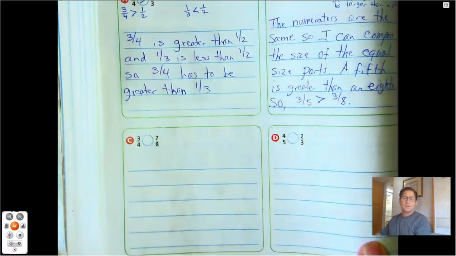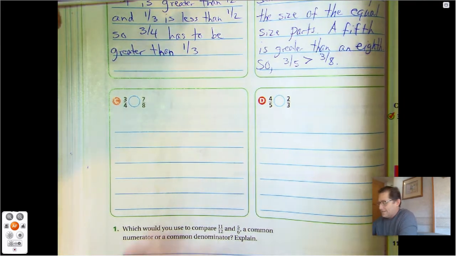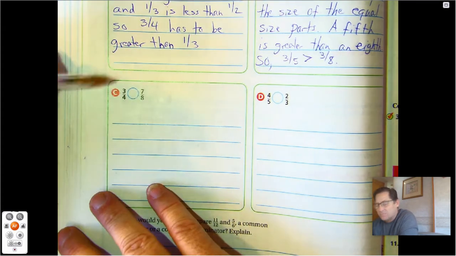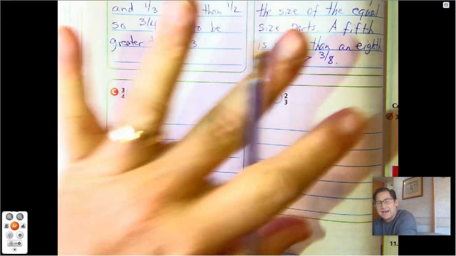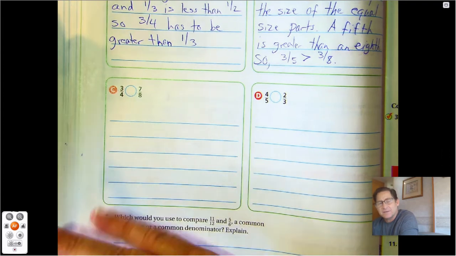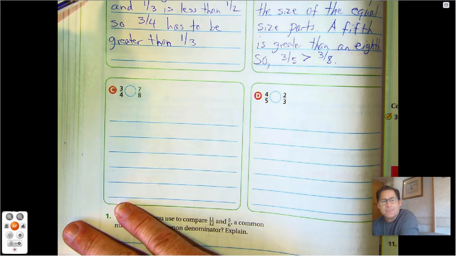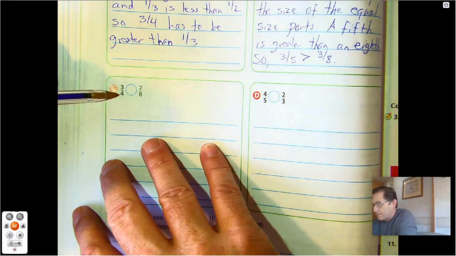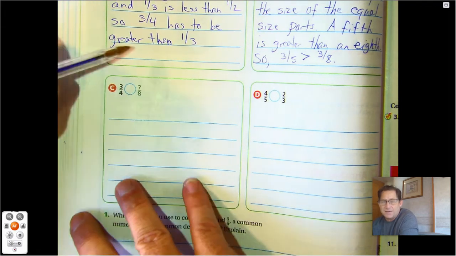All right, 3/4 and 7/8. Well, it's not easy to get a common numerator. I can't use half as a benchmark because they're both one part past a half. They're both only one part away from being a whole. Okay, and so that may be a little difficult to compare.